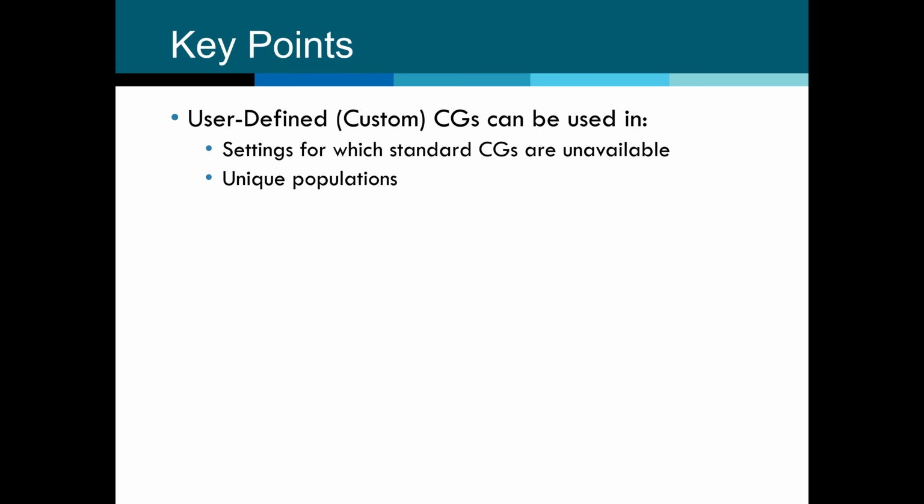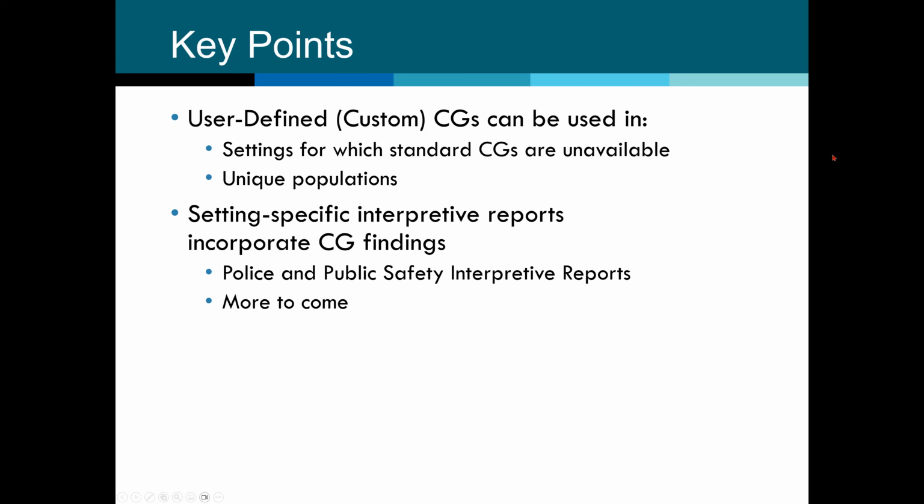This can be helpful for settings for which we don't have comparison groups at this time, or if you work with a very unique population for which we're not likely to have standard comparison groups available. You can create your own custom comparison group and then print the results in a score report or an interpretive report and use them exactly the same as you do with any of our standard comparison groups.